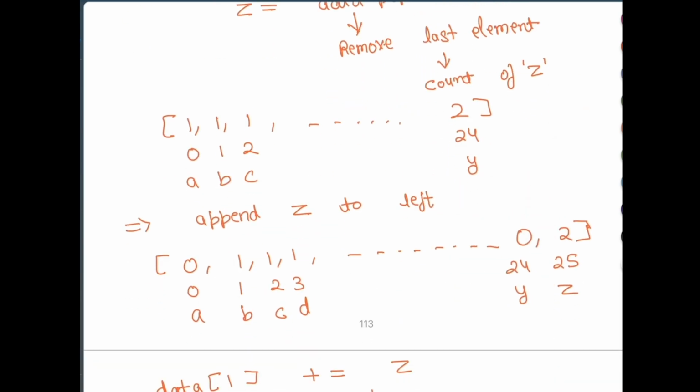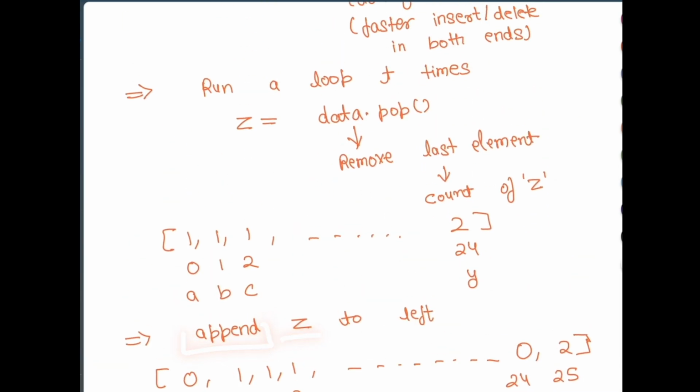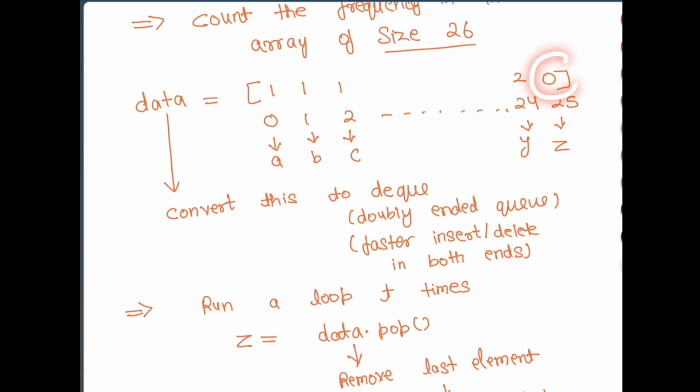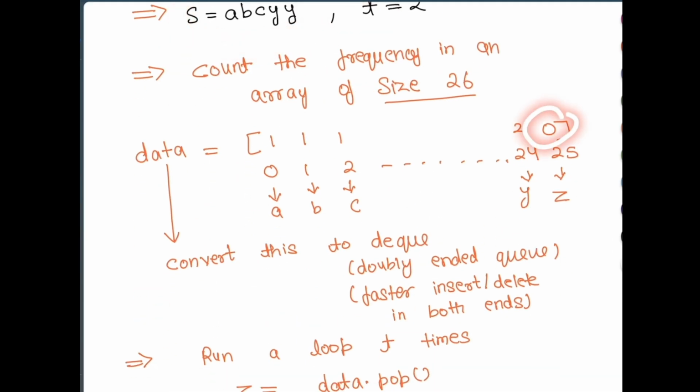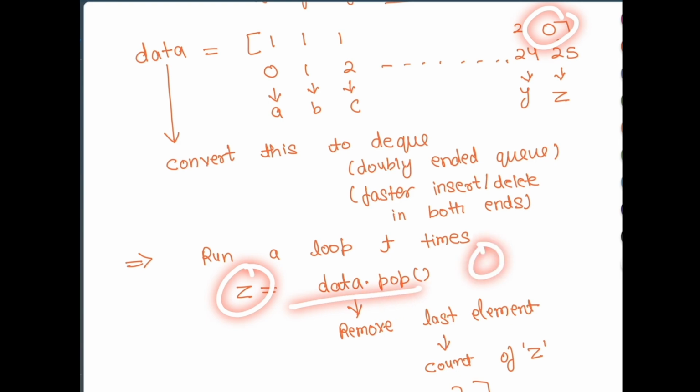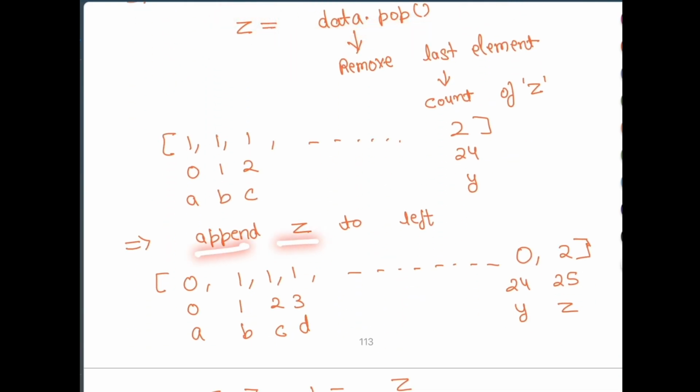Now what you can do is, you can just append this Z, what you just popped, right? It is initially 0, right? So the number of times you have Z is 0. This is your string. You don't have any Z, so it is 0. Now Z is 0, right? So what you are going to say is, you need to append this Z to the left.